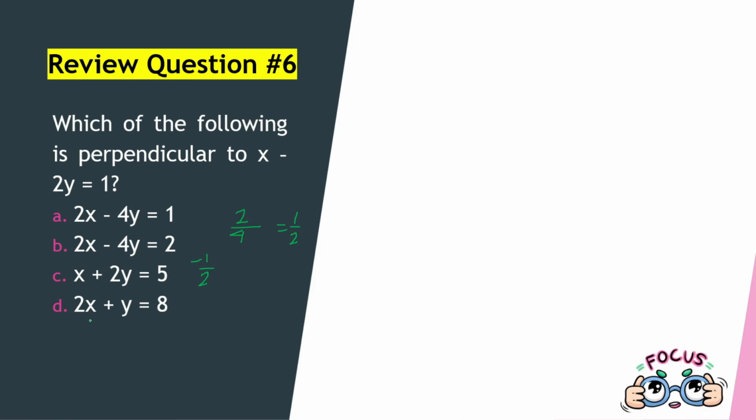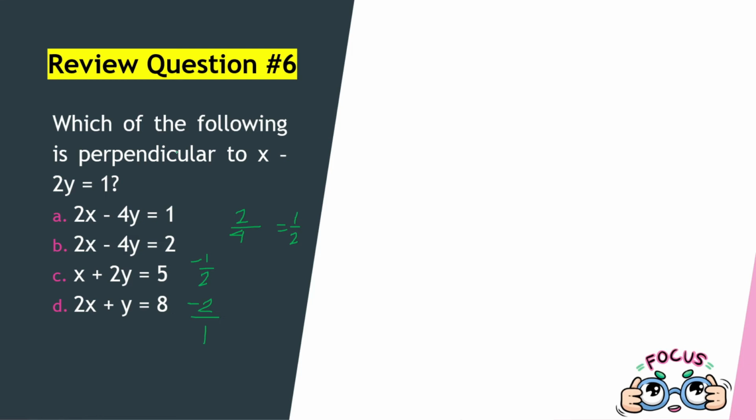Sa letter D naman, ano coefficient ni X? 2. Ano coefficient ni Y? 1. So, 2 over 1. Since plus ulit ito, magiging negative ang slope. So, that's the easiest way naman ng pag-determine ng slope kapag naka-equation na siya.